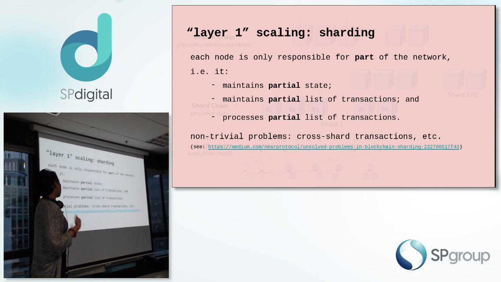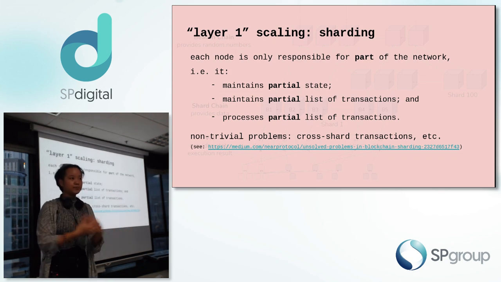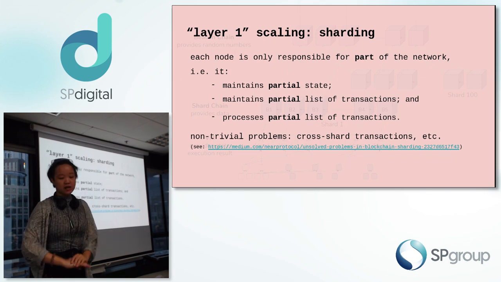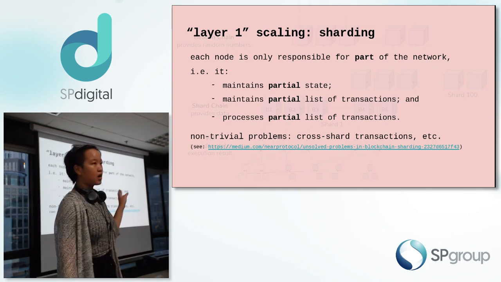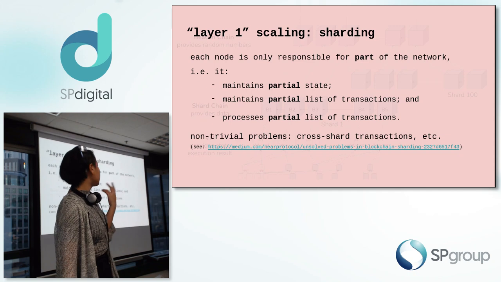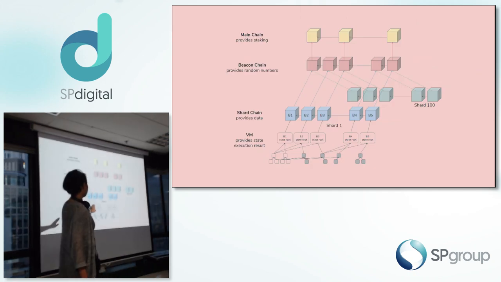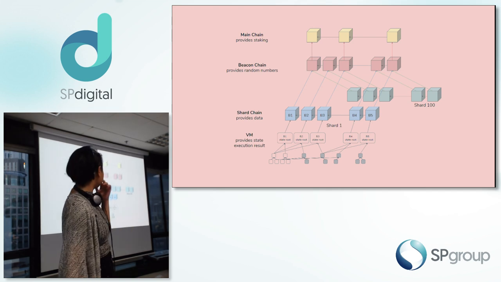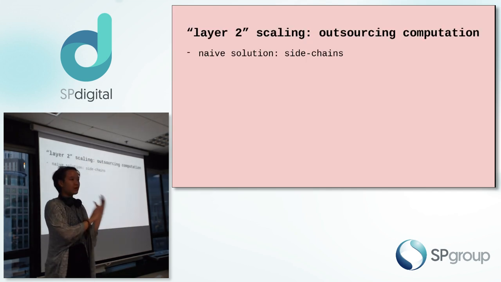And you run into all kinds of interesting problems, for example, how shards talk to each other. We can discuss this later after my talk. So this is trying to increase throughput on layer one itself. This is Ethereum 2.0, basically our vision of a sharded Ethereum, coming soon, anytime between now and 2022. So that's layer one scaling.